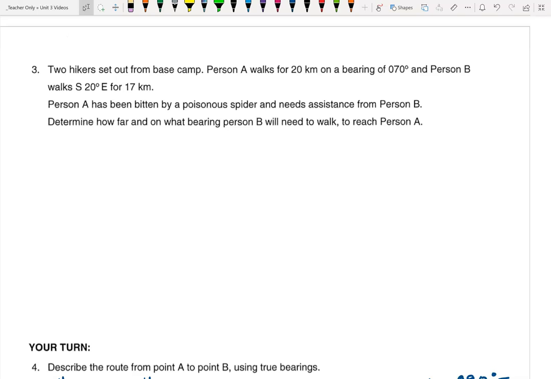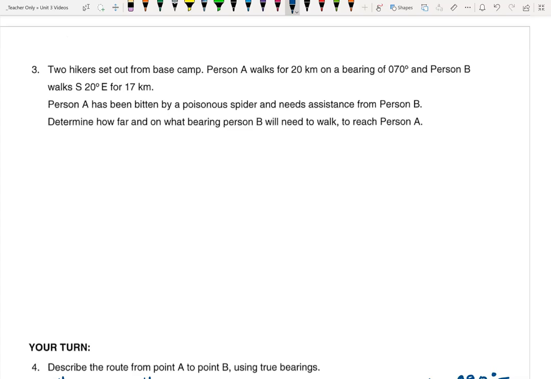Person A has been bitten by a poisonous spider and needs assistance from person B. So we need to determine how far and on what bearing person B will need to walk to rescue person A. So let's go back to the very first two sentences. The only way we're going to interpret that information about how each person is walking is to draw a diagram.